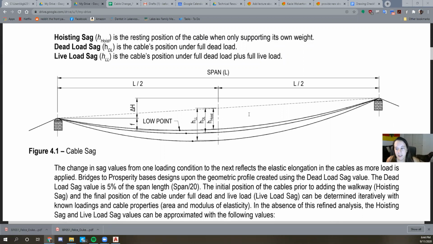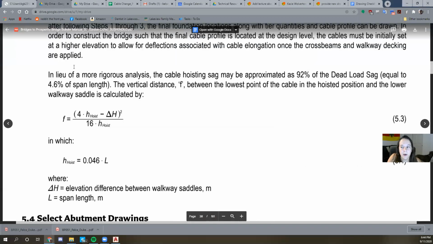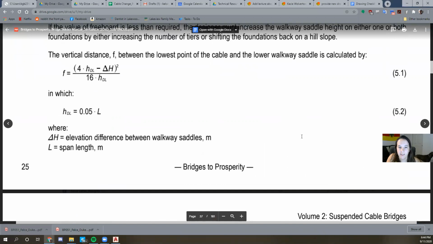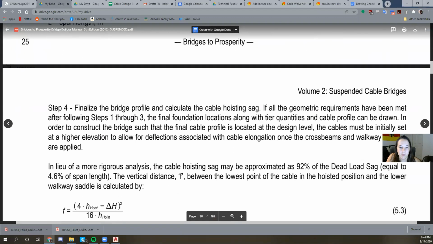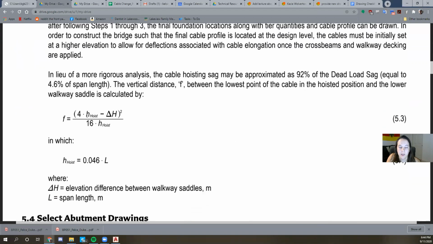We use these to figure out the distance. We're able to go to the other part of the manual, equations 5.1 and 5.3. They're the same, just with different H values. So I'm just going to look at this one for a second. The F value is the vertical distance between the lowest point of the cable in that sag position and the lower tower saddle.